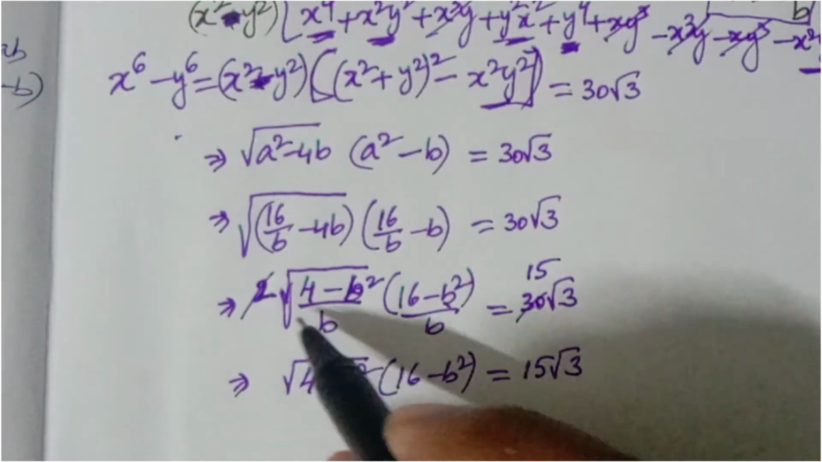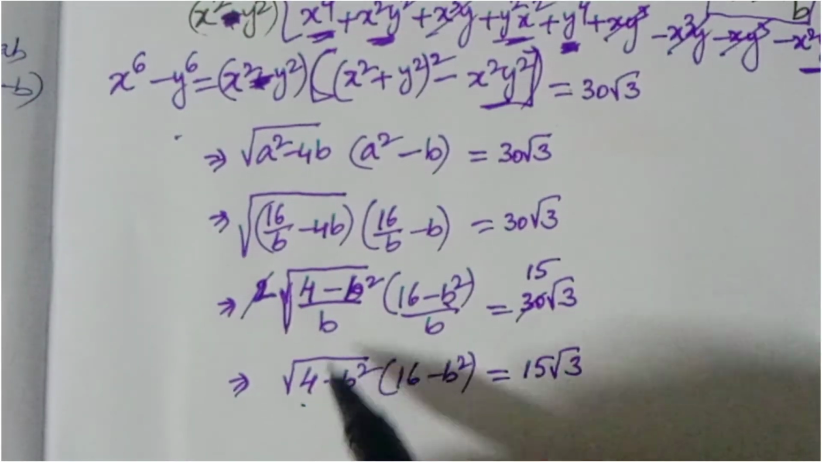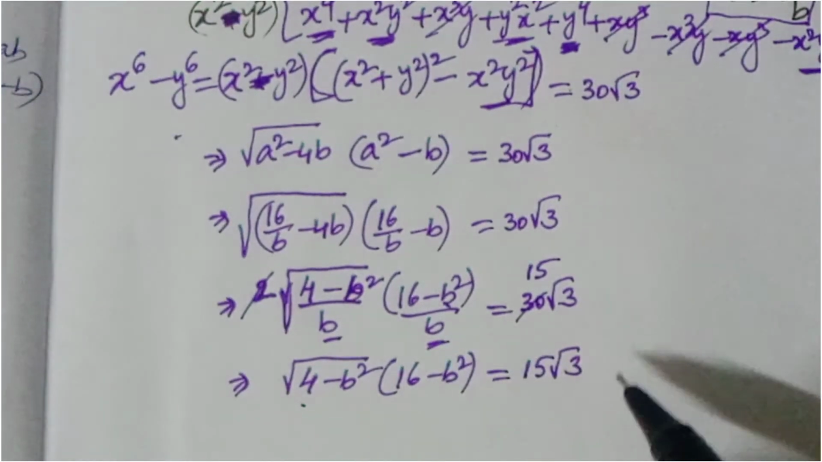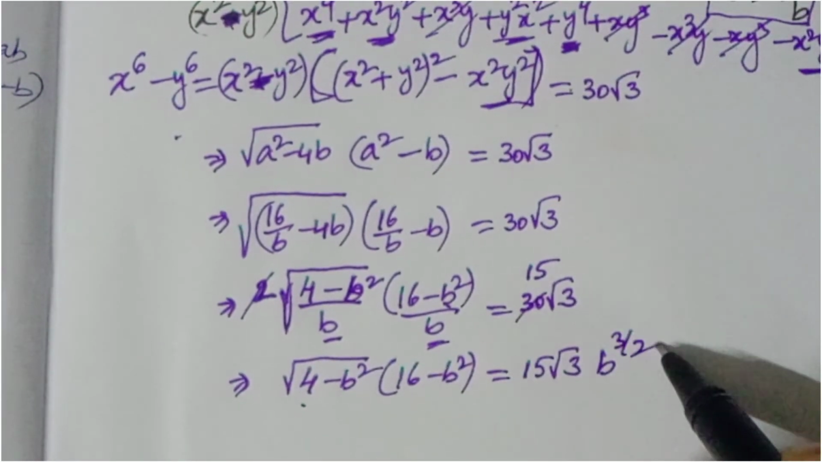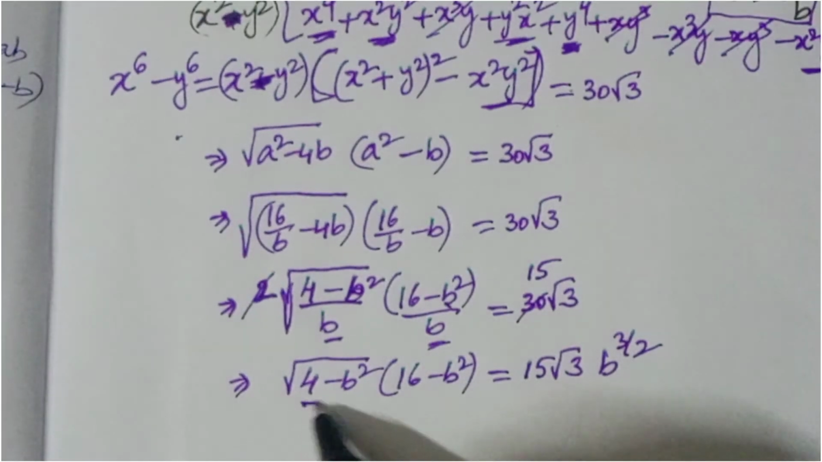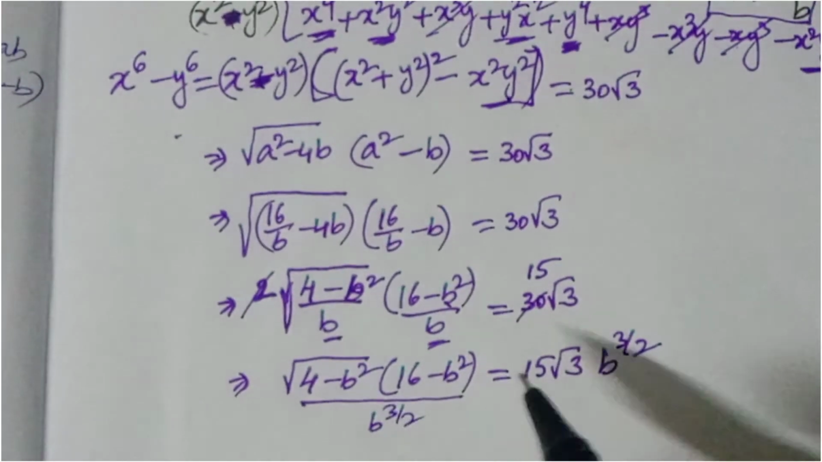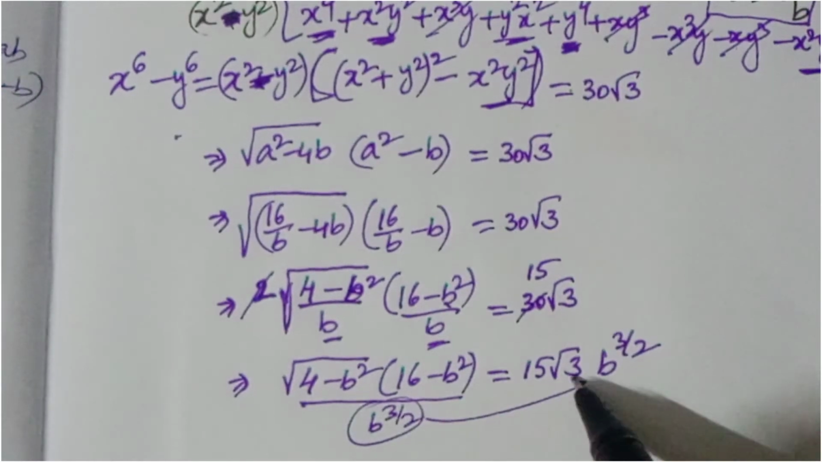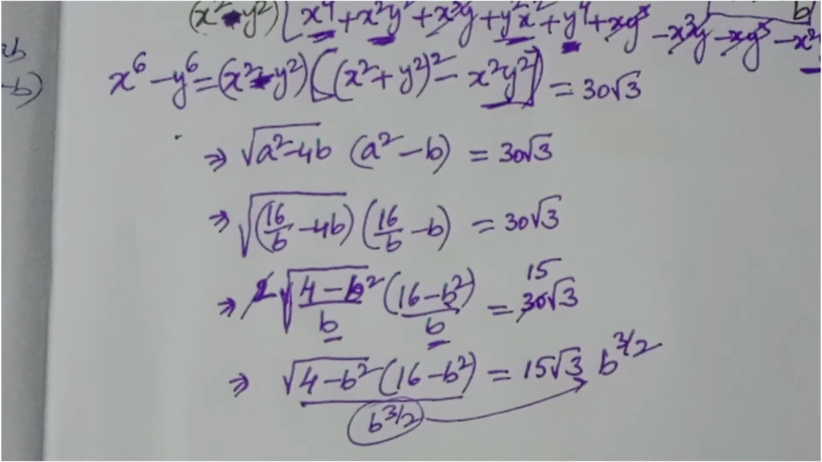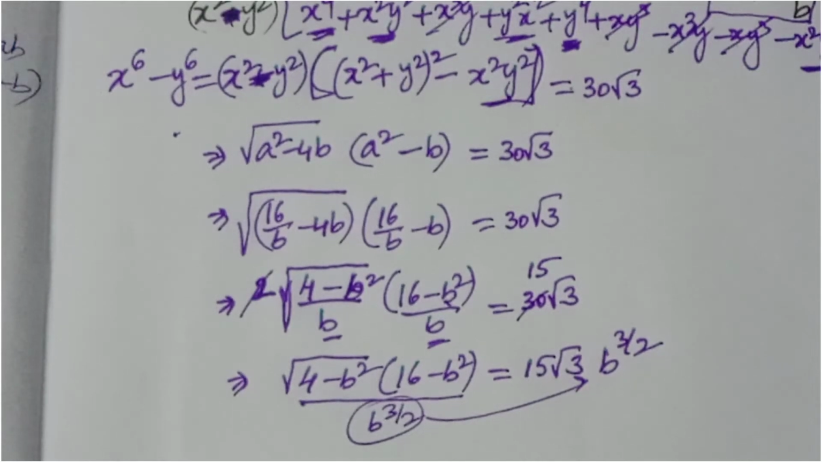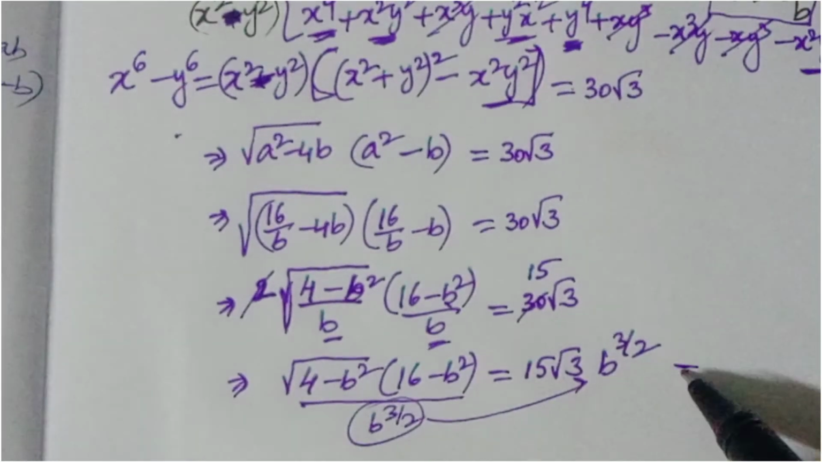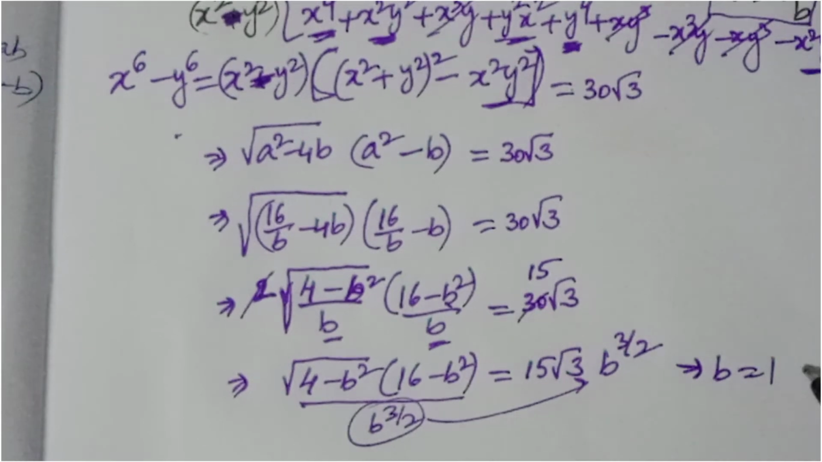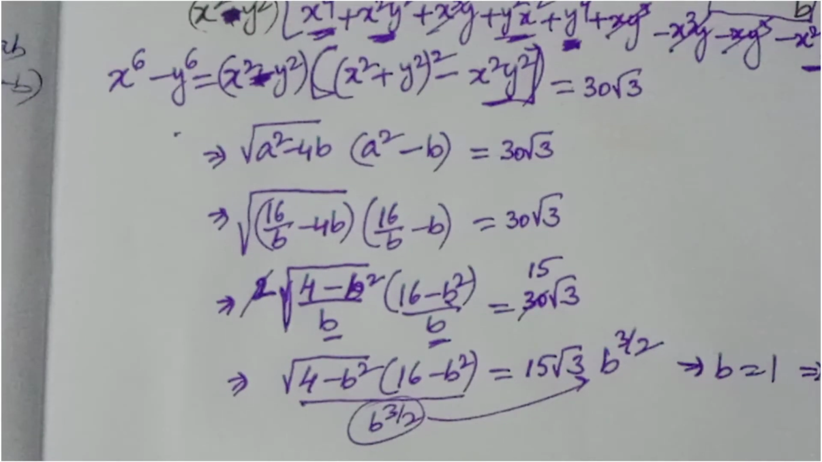Here you will get b power 1 by 2, and b to the power of 3 by 2 in the numerator. Both are adding, so this will go to that side. Now if you solve this, you will get the b value 1 and the a value 4. B value 1 means a value 4.